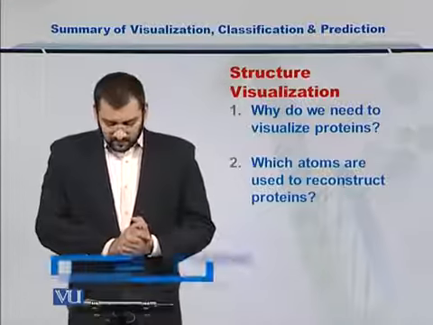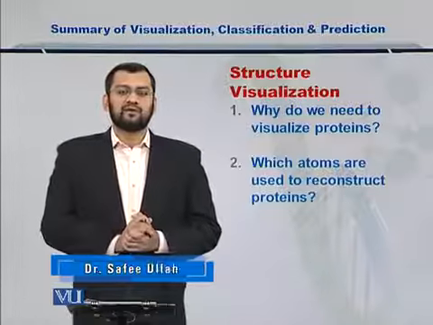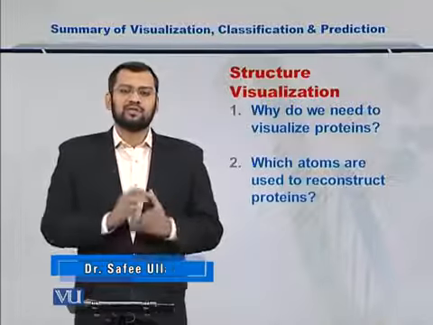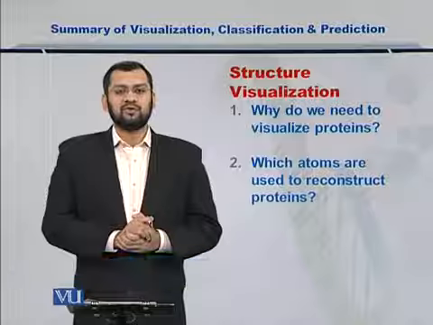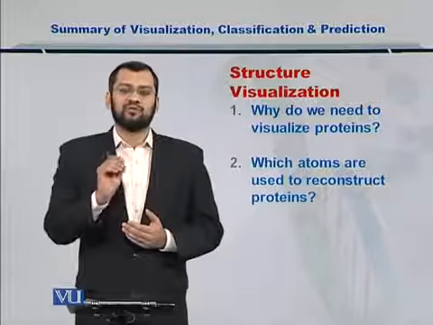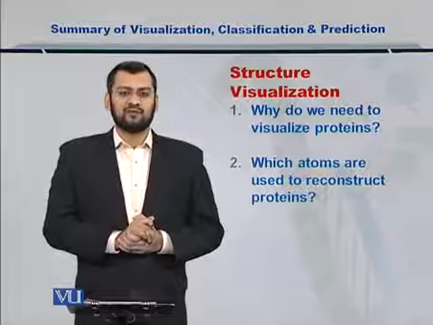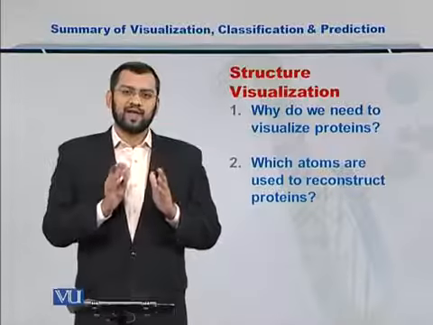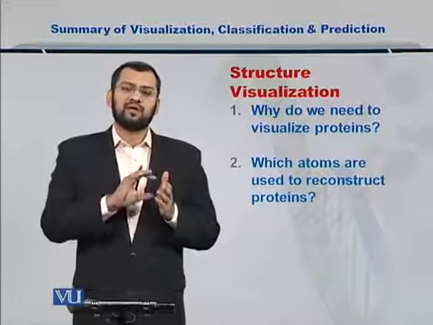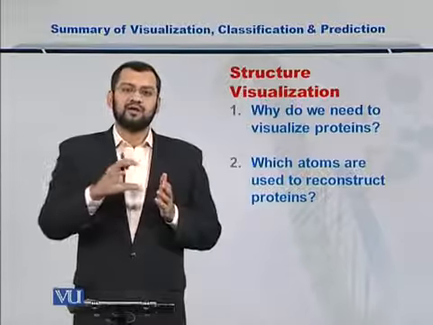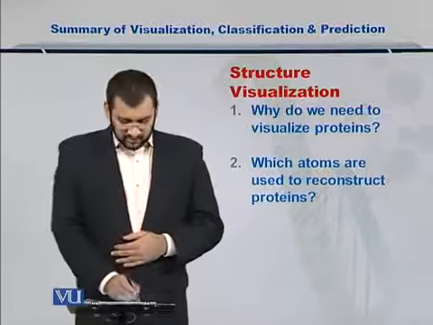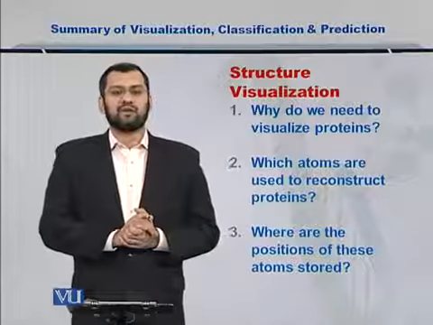Next, which atoms were used to construct these visual proteins? Towards visualizing the proteins, you need to see the Cartesian coordinates, or the X, Y, and Z positions of each alpha carbon. By looking at the position of the alpha carbons in the backbone of the protein, you can actually reconstruct the 3D architecture of the entire protein backbone. By doing that, you can visualize the entire protein.